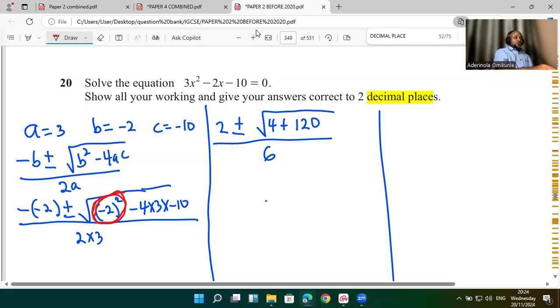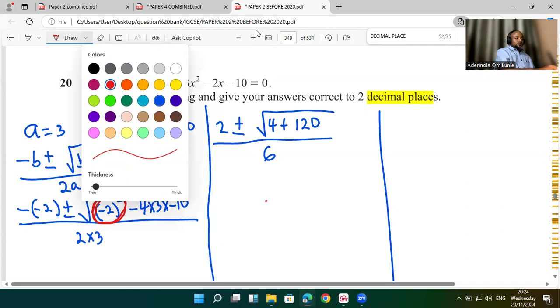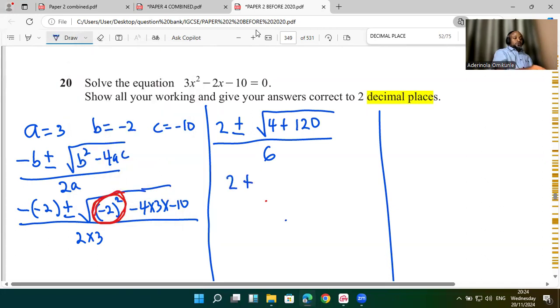Let's continue with the blue marker. So this gives me 2 plus or minus the square root of 124, all over 6. Let's remember that there is now a no-calculator aspect of your exam, so this same question, you could be told to leave your answer in surd form. So you must be able to get that done. Quickly, the square root of 124 gives me 11.12.